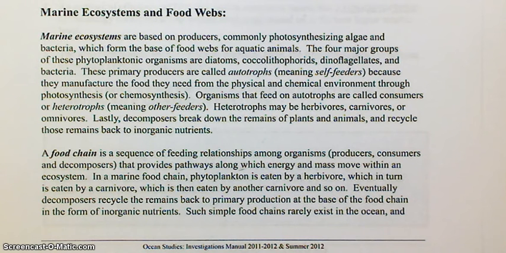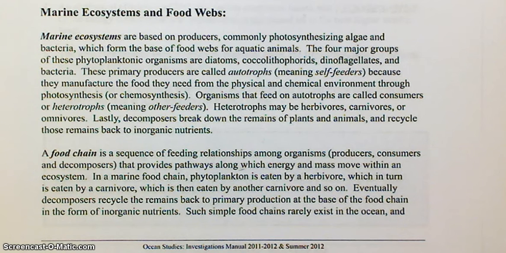The four major groups of these phytoplanktonic organisms are diatoms, coccolithophorids, dinoflagellates, and bacteria. These primary producers are called autotrophs, meaning self-feeders, because they manufacture the food they need from the physical and chemical environment through photosynthesis or chemosynthesis.